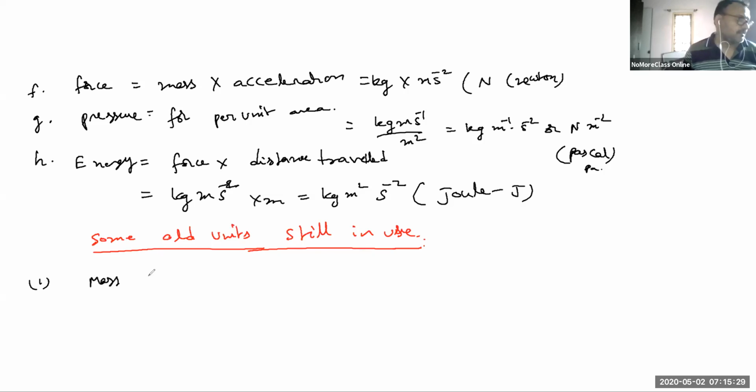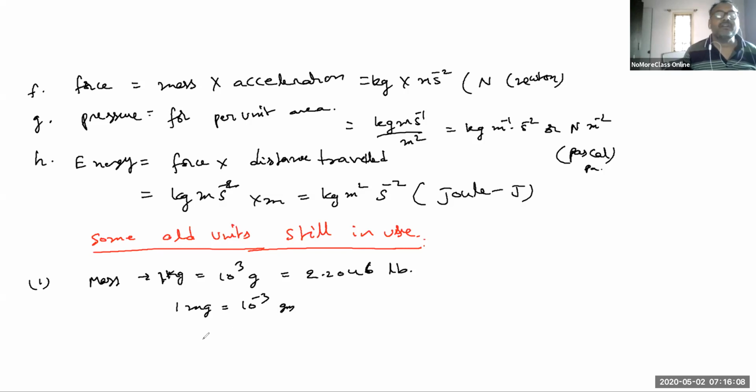Mass is in kg, right? 1 kg is equal to 10 power 3 grams. That is 2.2046 lb. Or 1 milligram is equal to 10 power minus 3 grams.